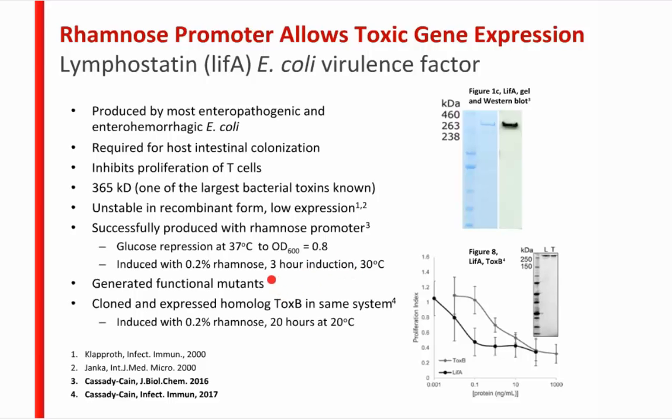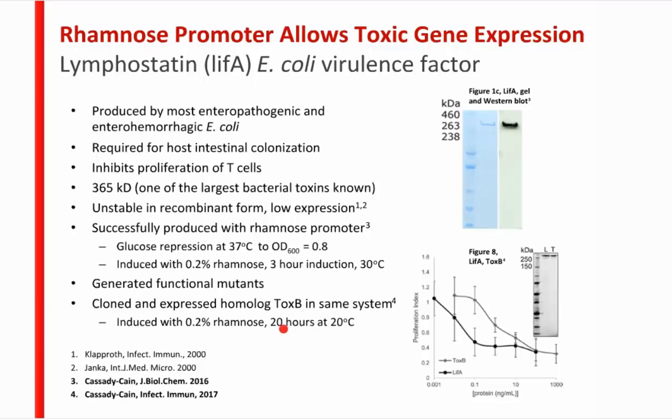They were able to generate those mutants via site-directed mutagenesis and characterize them after expression. And then just this year, they went even further and cloned and expressed a homolog in the same system. And in this case, they induced, again, with 2.2% Rhamnose, but they did a cold induction at a much longer time frame.